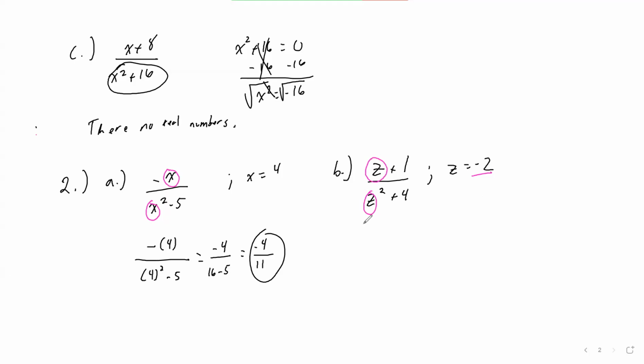So this gives me negative 2 in parentheses plus 1. And this gives me negative 2 squared plus 4. Now I'm going to evaluate. Negative 2 plus 1 is negative 1. Negative 2 squared means negative 2 times negative 2, so that comes out to positive 4. If you're using your calculator, make sure you put it in parentheses. Plus 4. 4 plus 4 is 8, so therefore my answer would be negative 1/8. So that's the next thing you have to do on your homework.